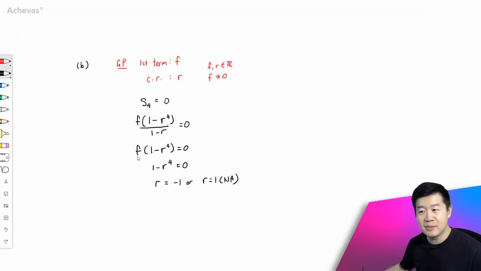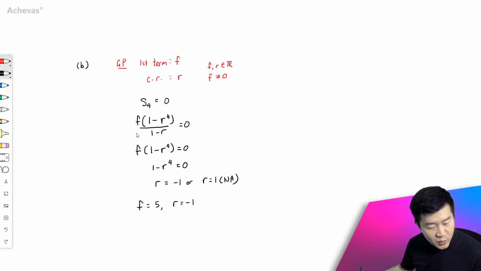And as for the first term f, it will still remain as every possible real number except 0. So if we were required to state a pair of values for f and r, I can go for f to be any number other than 0. For example, f equal to 5 and r equal to minus 1. Or we can also go for f to be, let's say, 7, then r equal to minus 1, and so on. There are a lot of different pairs of values for f and r, as long as r is equal to minus 1 and as long as f is not equal to 0.